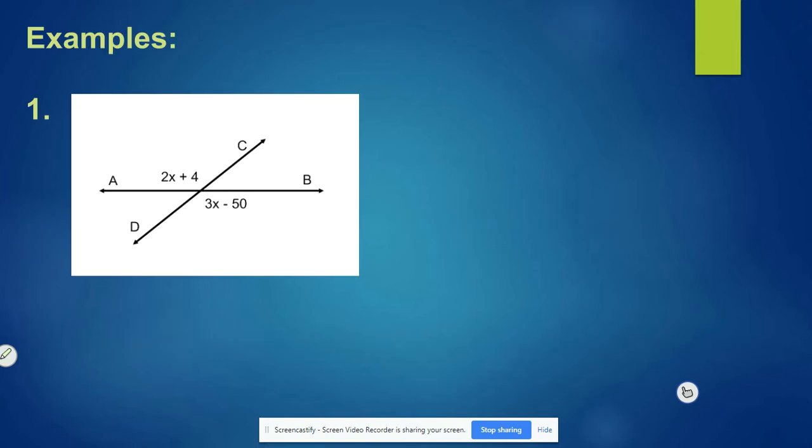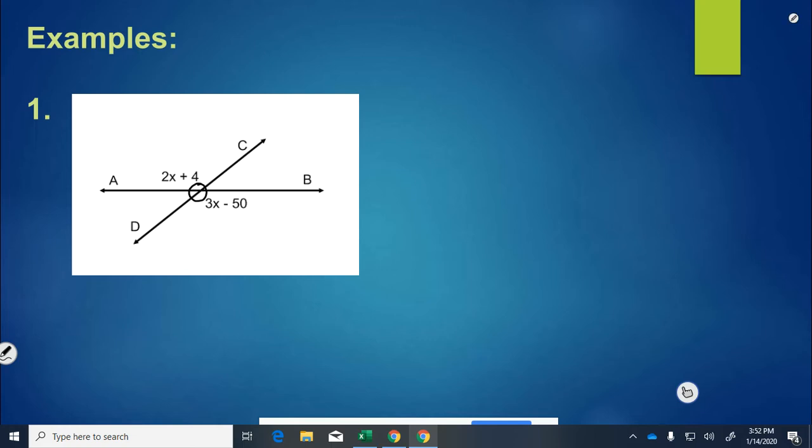So here's our first example. We have these two on opposite sides of a vertex, and that should be your huge hint that these are vertical angles. And if you remember, vertical angles are congruent. So we're going to set them equal to each other to solve for x. So we have 2x plus 4 equals 3x minus 50.